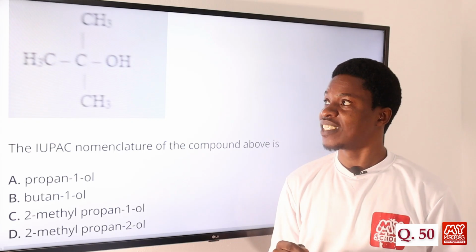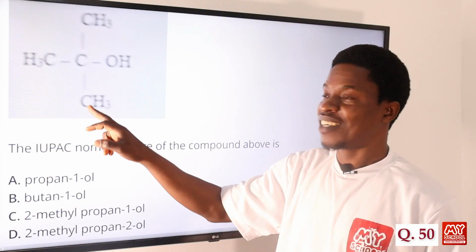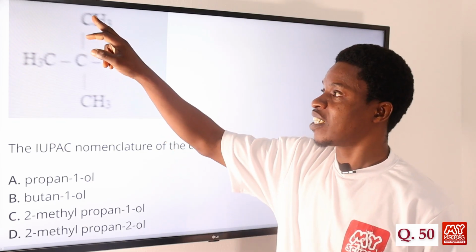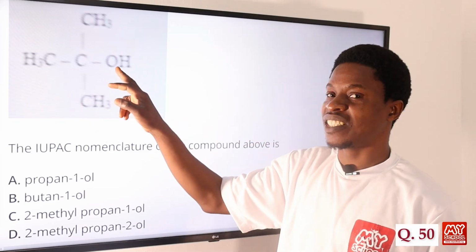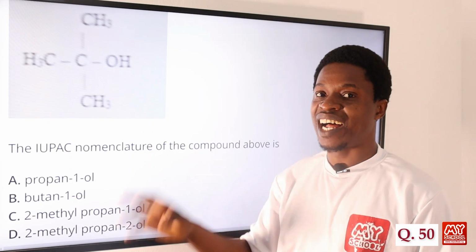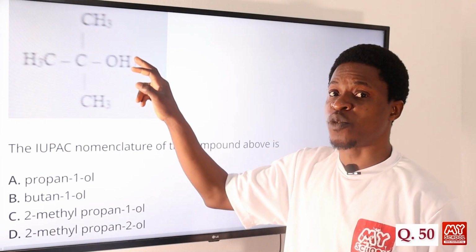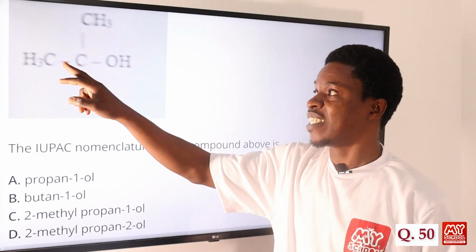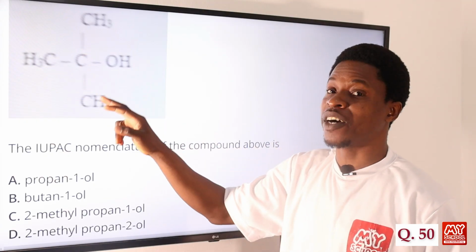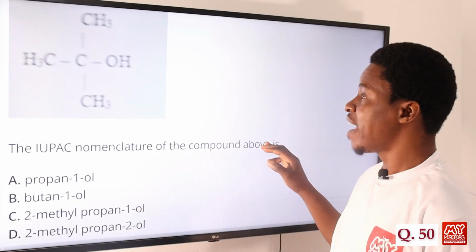Now question number 50. This is CH3, CH3, CH3. We have a carbon as the central atom here, and then we have OH here. So you can tell what kind of alcohol it is, because this is OH here. This is a tertiary alcohol. Why? Because the carbon that is attached to the hydroxyl group, OH group, is actually bearing 3 different methyl groups attached to it. So this is a tertiary alcohol. But the question says the IUPAC nomenclature of the compound above is what?